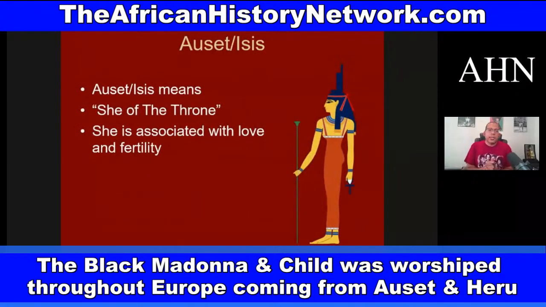Here's another depiction of Set. You'll see her depicted oftentimes with a throne on her head. Her name Set means she of throne, because who sits on the throne in Kemet is determined by the bloodline on the woman's side of the family, coming through the womb of a woman. It is matrilineal, as opposed to coming from the male side of the family being patrilineal. Set is associated with love and fertility. So we go with Heru being born on December 25th of a virgin birth to the virgin Set.